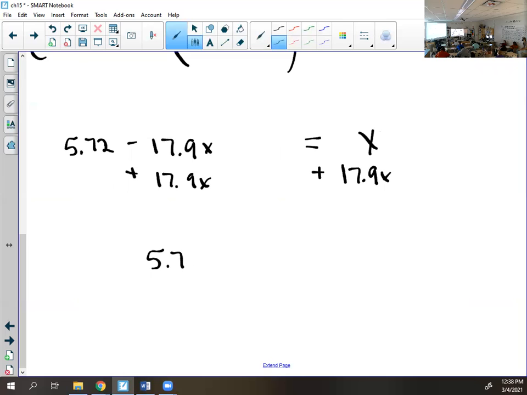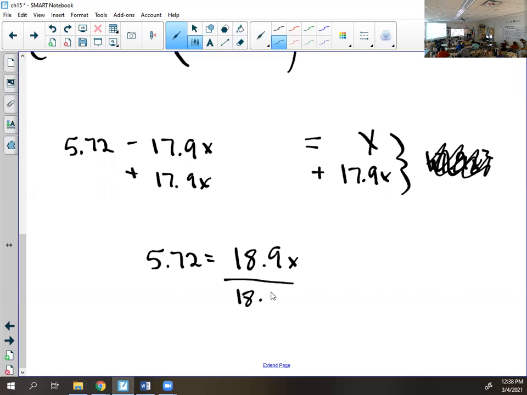So 5.72 equals 18.9x. I'll tell you what, there's a ton of kids on this planet that would put 17.9x squared. You do it. It offends me in every possible way, but you do it sometimes. All right, and then I just do what? Divide by 18.9 on the side. Just 0.3? Oh, 0.303, yeah. Sounds good to me. All right.